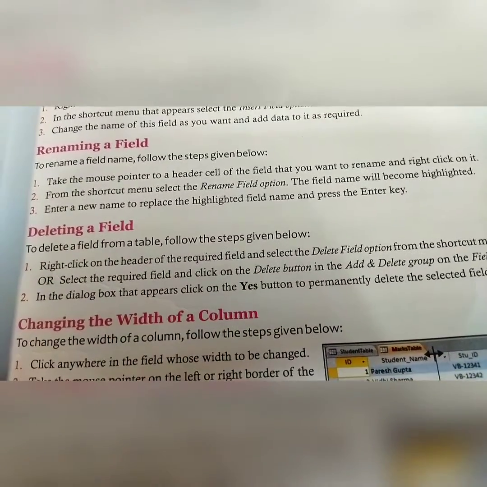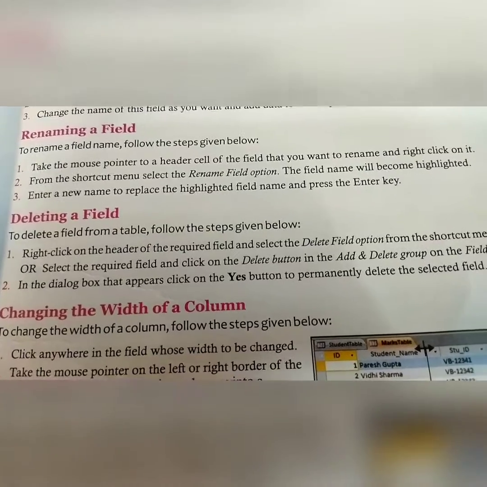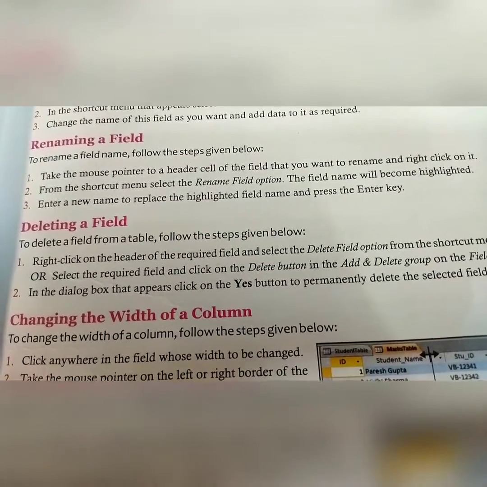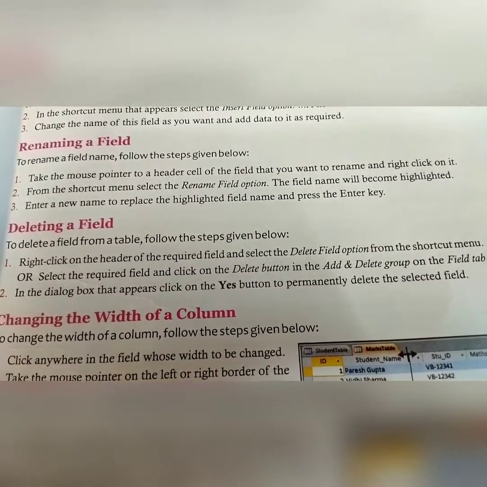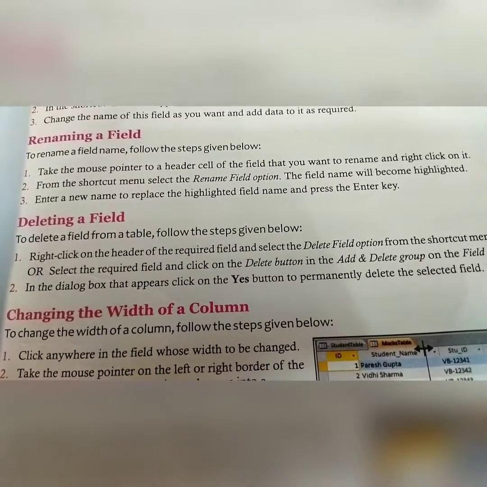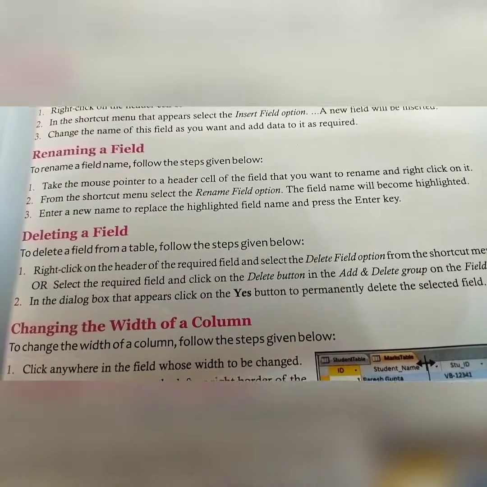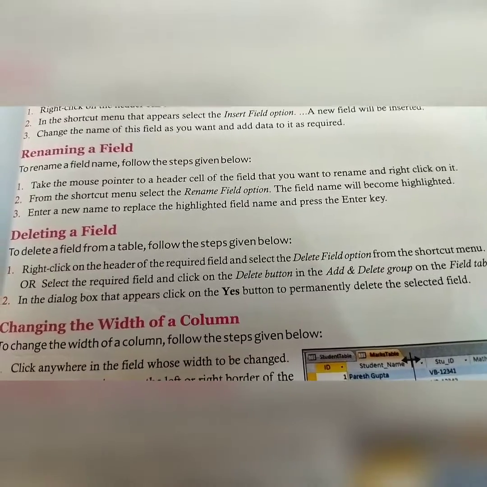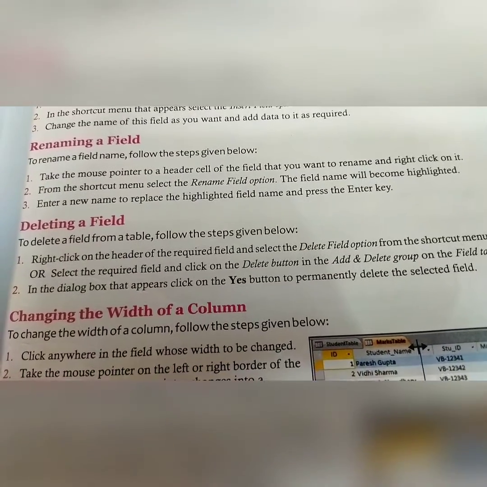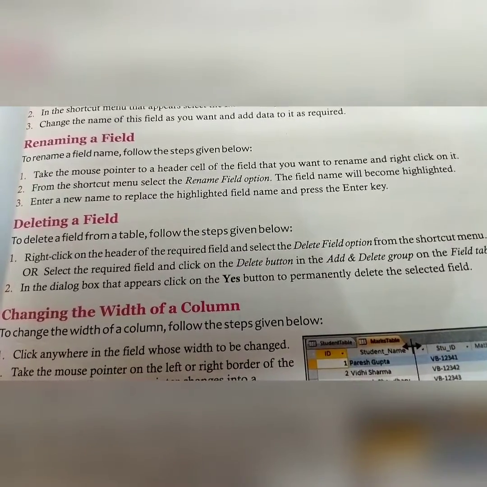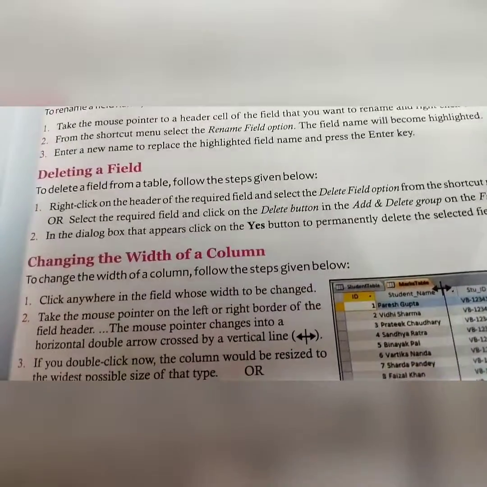Now next is deleting a field. How to delete a field? First of all, right click on the header of the required field. Then choose the delete field option. Or select the required field, then click the delete option in the Add and Delete group on the Fields tab. Finally, a dialog box appears. Click on the yes button to permanently delete the selected field.